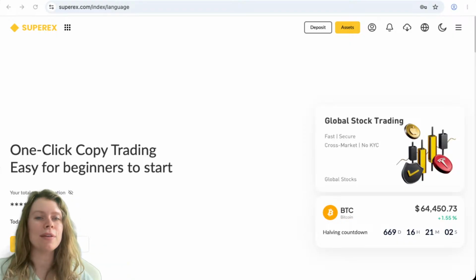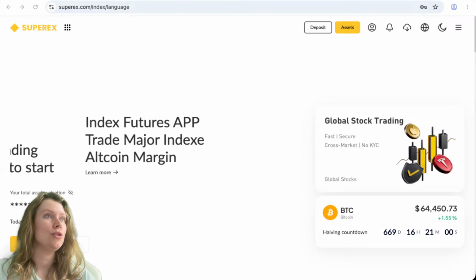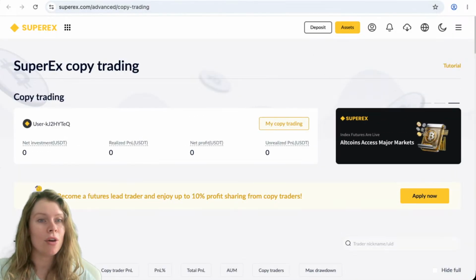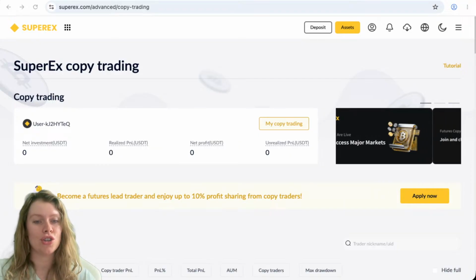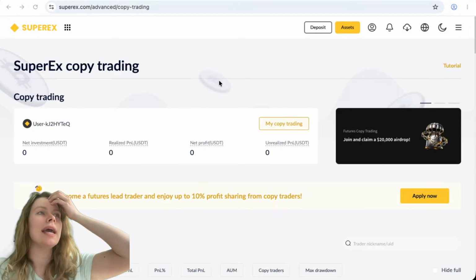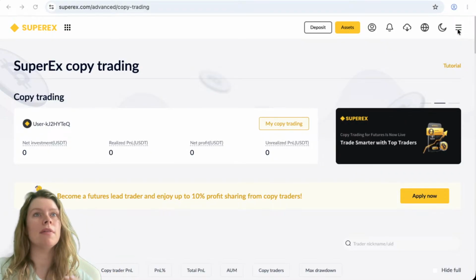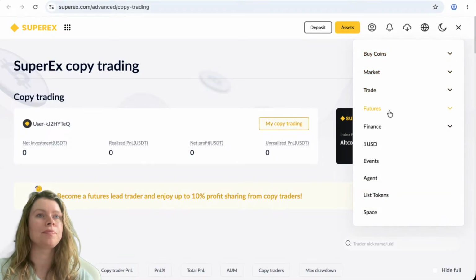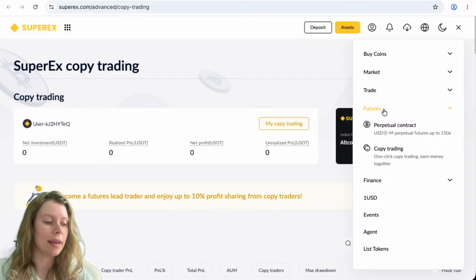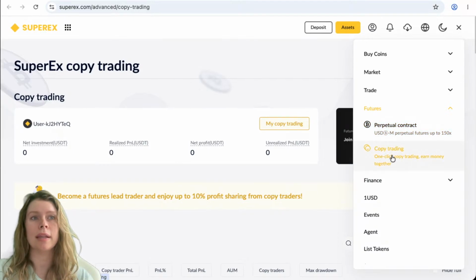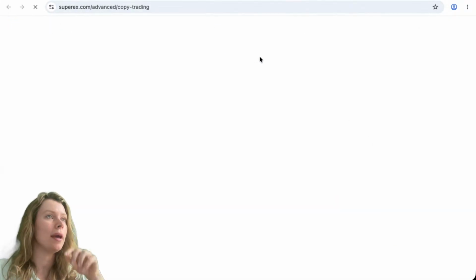That's a brief overview of how to set up SuperEx, whereas today we're going to be focusing on copy trading. To get to this page, I click into futures and then click copy trading here. One click, copy trading, earn money together. That's where I clicked. We can just click it again if we want to have a new page pop up.